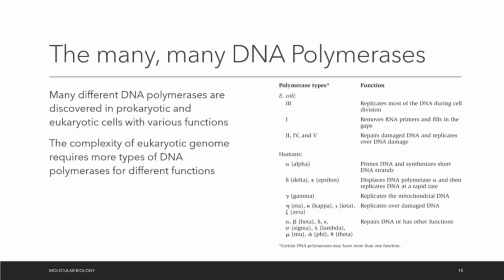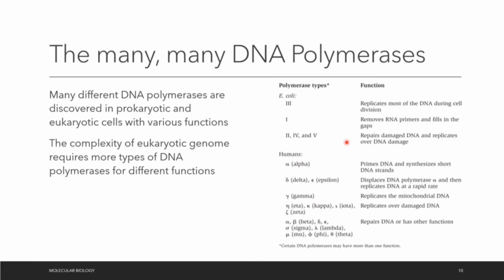There have been many different DNA polymerases discovered in both prokaryotic and eukaryotic systems. In this table on the right, we have a summary of the different kinds of DNA polymerases that you can find in both E. coli and in humans. For E. coli, we have DNA polymerase 3, 1, 2, 4, and 5, which all perform different functions. 3 is the one that's mainly replicating the DNA. 1 is the one that's removing RNA primer and filling the gaps. And 2, 4, and 5 DNA polymerases are responsible for DNA damage repair.